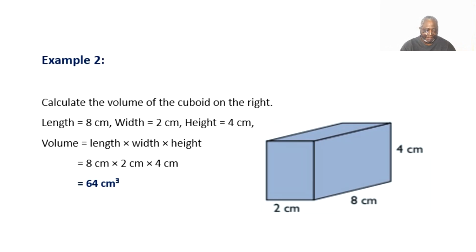So 8 centimeters times 2 centimeters times 4 centimeters is equal to 64 centimeters cubed. Okay?